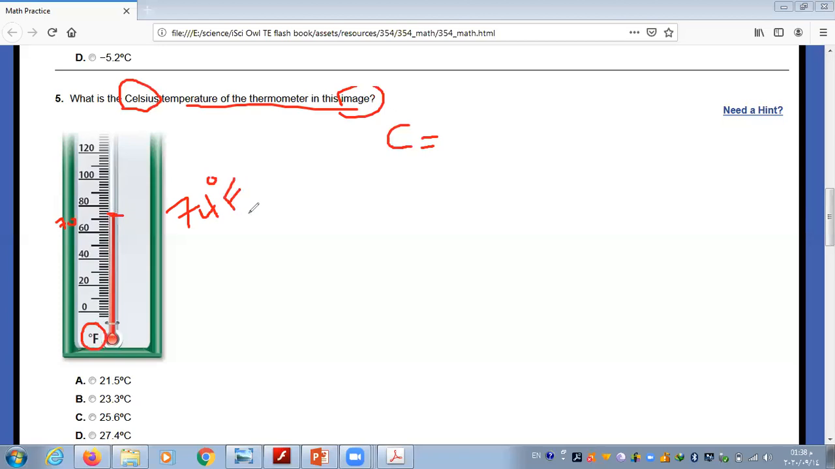So now we want to convert from Fahrenheit to Celsius. What is the law? Do you remember it? C equals F minus 32, divided by 1.8. Don't forget the bracket: F minus 32 over 1.8.